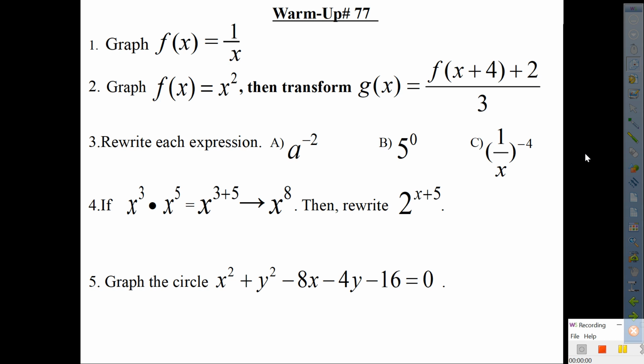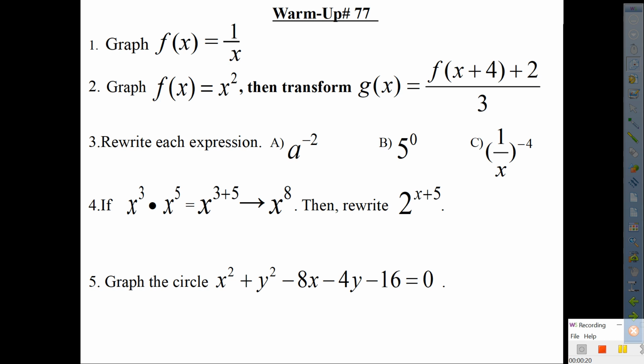Whoop, whoop. Warm-up number 77 is on the screen, and today we're moving on. If you notice, I included some stuff that's coming back, some of it's fairly new, but most of it should be able to be completed. Number one says graph f of x equals 1 over x. We've been doing that since last week.